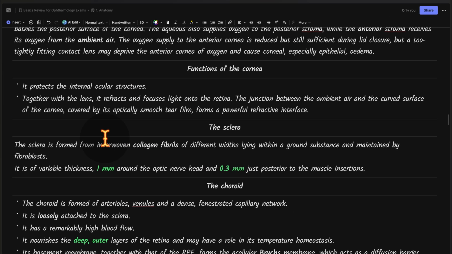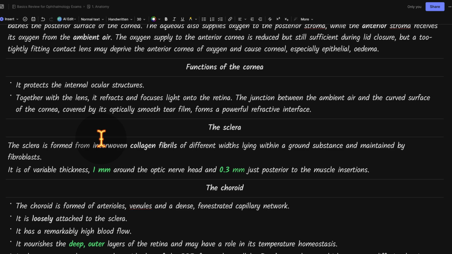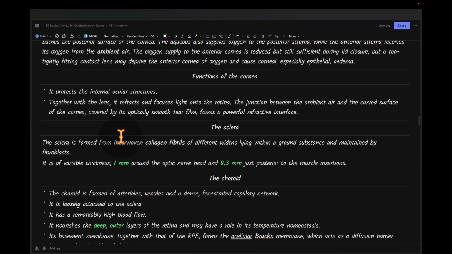And then we come to the sclera. The sclera is formed from interwoven collagen fibrils of different widths, which lie within a ground substance, and all of this is maintained by fibroblasts. It has a variable thickness. Around the optic nerve it is very thick, 1 millimeter around the optic nerve head, and at the level of the muscle insertions, it is thin.